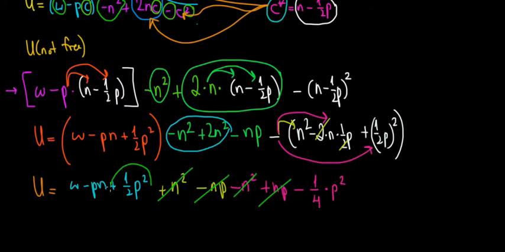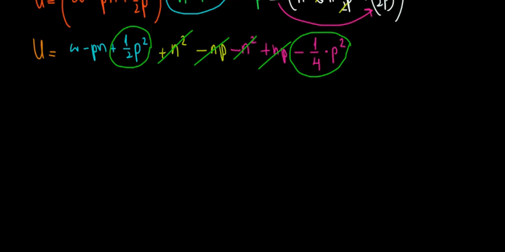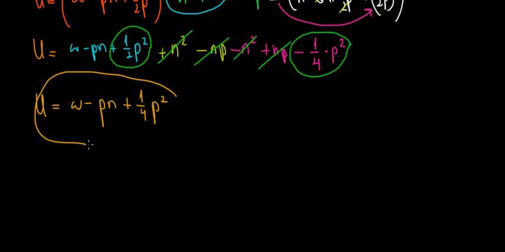1 over 2p to the power of 2 minus 1 over 4p to the power of 2. We're subtracting the same term with different coefficients. 1 over 2 minus 1 over 4 is equal to just 1 over 4. So the utility function is going to be equal to w minus p times n, plus 1 over 4 p squared. This is the utility when the coffee is not free.